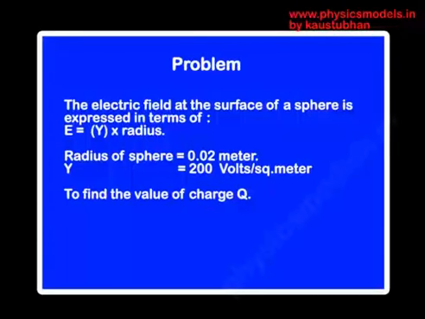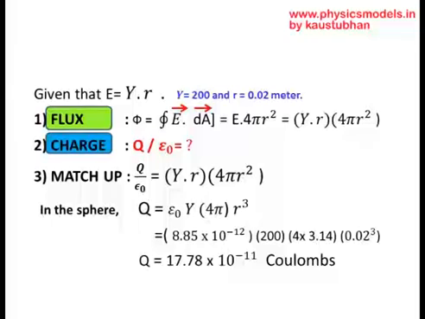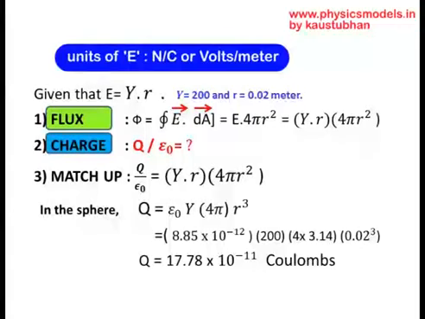So let's look at a problem to get our numbers better. There is a problem where E is defined as y into radius. So y and the radius are already given in the problem. It's a sphere. So for a sphere, we have to plug in the surface area as 4 pi r squared. All the flux lines are radial. So find the flux, which is E times 4 pi r squared. Find the charge, which is q by epsilon 0. So just plug it into the equation and you get the value of q.